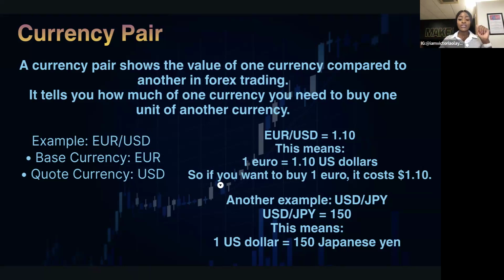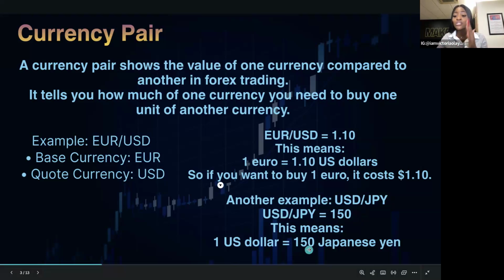I gave you an example that I'm in London right now in the United Kingdom. Now, I need my Great British Pound, right? I need to buy the US dollar and simultaneously sell my Great British Pound, right? Now, let me give you another example. Euro USD, $1.10. If I want to buy 1 euro, it's going to cost me $1.10. Now, another example, USD JPY. USD, which is the base currency, JPY, which is the quote currency. So I need 150 Japanese yen in order for me to be able to buy $1.